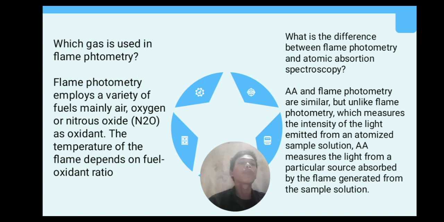What is the difference between flame photometry and atomic absorption spectroscopy? AA and flame photometry are similar, but unlike flame photometry, which measures the intensity of the light emitted from an atomized sample solution, AA measures the light from a particular source absorbed by the flame generated from the sample solution.